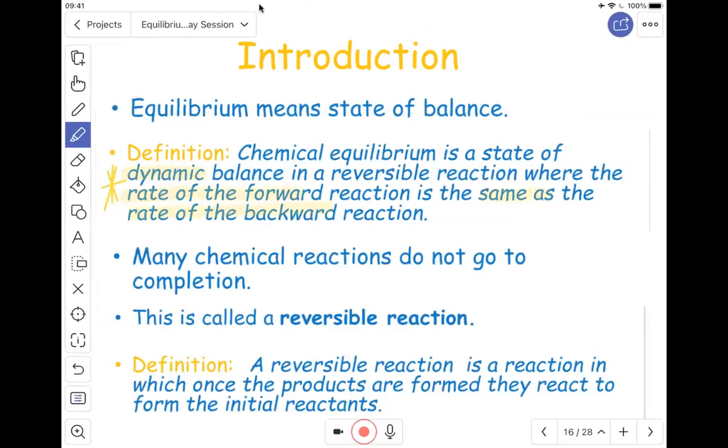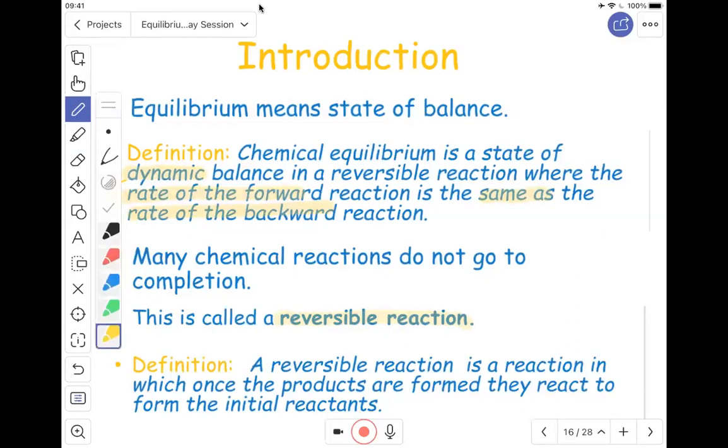Now, we know that many chemical reactions do not go to completion. If a reaction doesn't go to completion, it is often referred to as a reversible reaction. A reversible reaction is a reaction in which once the products are formed, they react to produce the initial reactants.